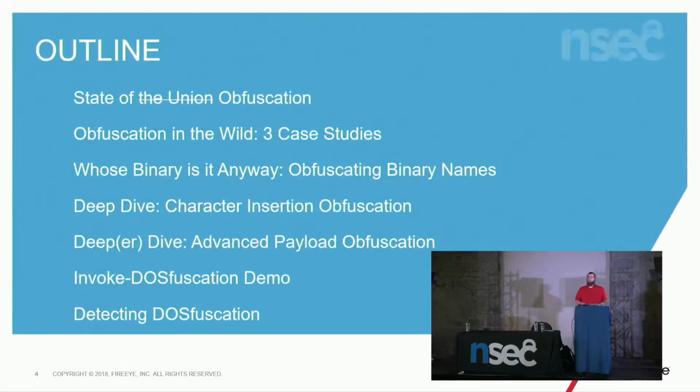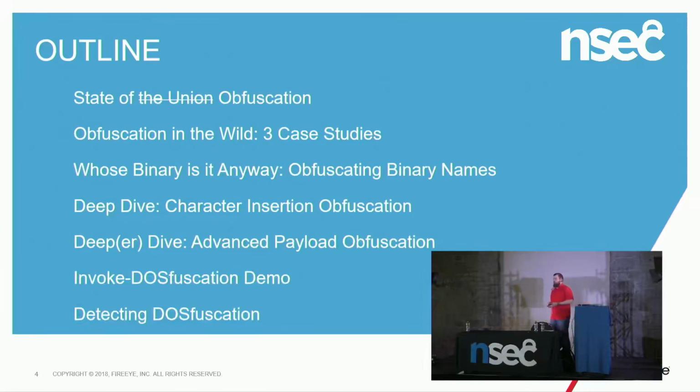So today, we're going to look at a quick overview of the state of obfuscation from different angles, red and blue, and then we're going to look at 3 case studies that really propelled me last year into starting this area of research. Then we're going to look at a couple of different layers of obfuscation, starting with something as simple as binary name obfuscation, then diving into character insertion obfuscation, and then adding all those things together to do full payload encoding, all using just native cmd.exe. And then we'll do a demo of Invoke-DOSfuscation, and then we'll talk about detecting DOSfuscation.